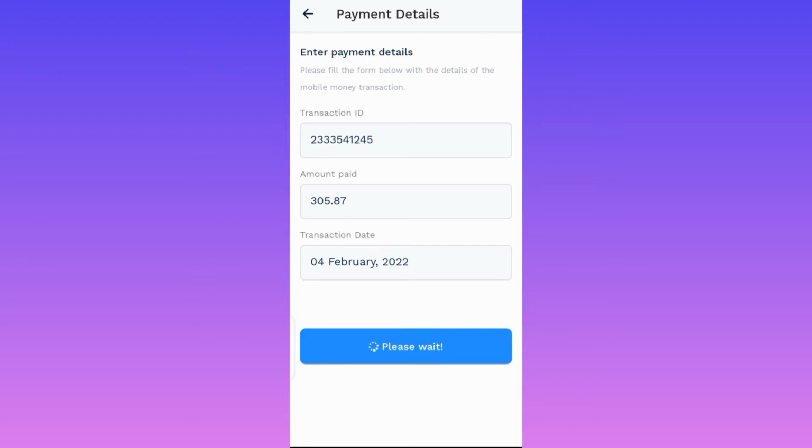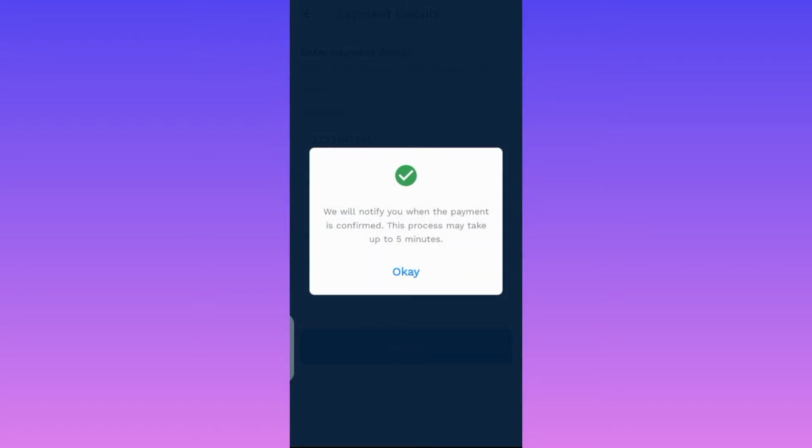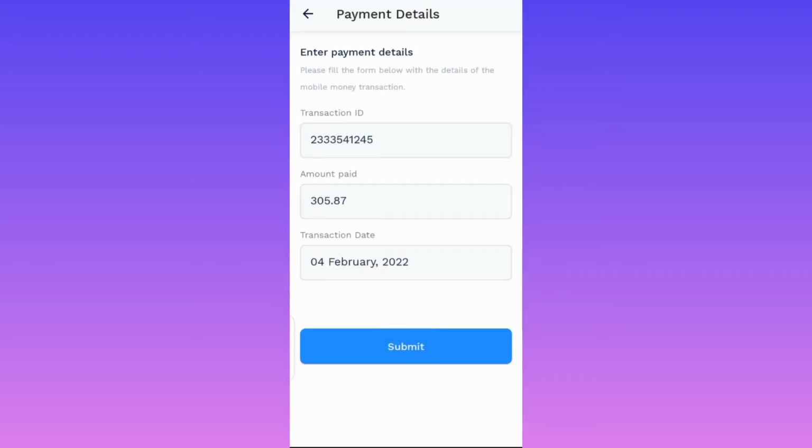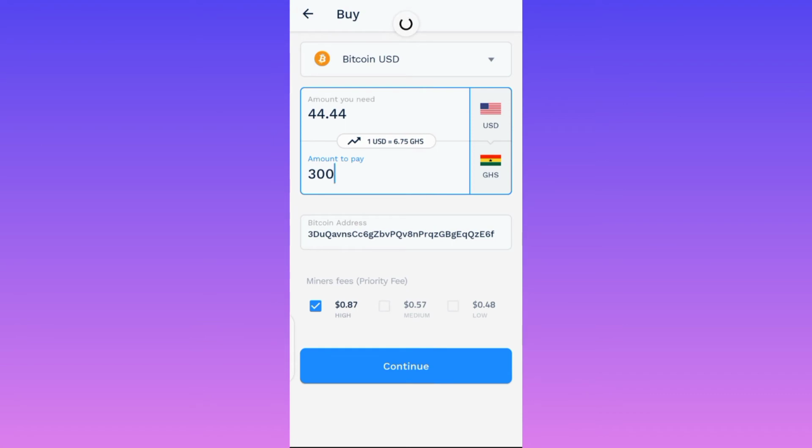Now I didn't send the money, so they cannot send any money into my account. So look at what popped up. They said we will notify you when the payment is confirmed. This process may take up to 5 minutes. So that's it. I've not made any payment, and I'm risking this particular account for the purpose of this video, and payplux, I think they'll punish me for that. All right, so now it's done.